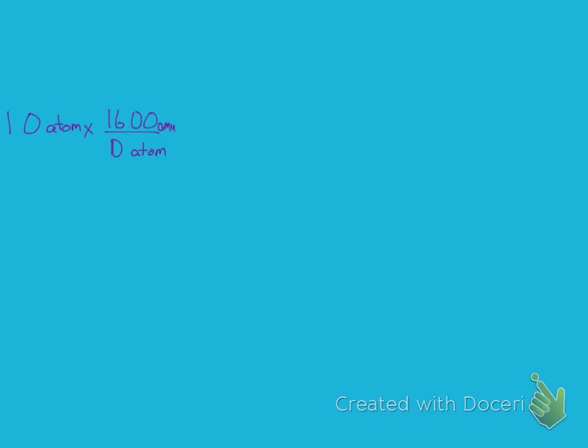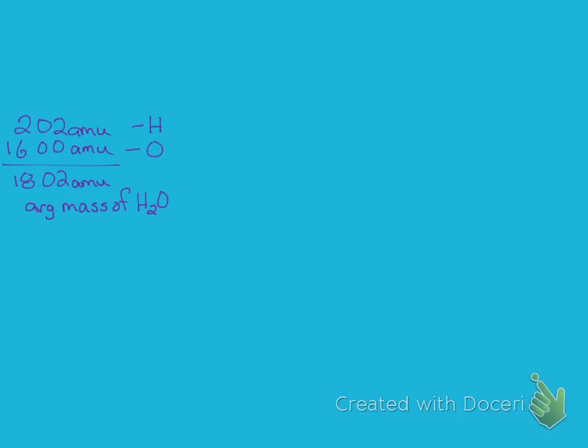Now we have to calculate for oxygen. So we set it up: one oxygen atom, and you multiply it because there's 16 average atomic mass for one oxygen atom. You work it out. But we're not done. Now all we do is add the two masses that we got, because we totaled up our hydrogen and we totaled up our oxygen. And it looks like this: 18.02 is the formula mass of H2O.